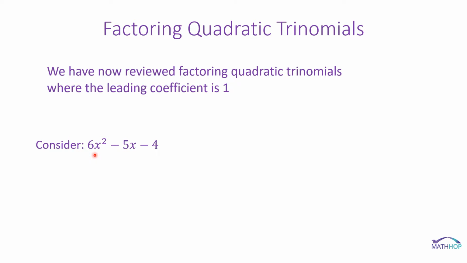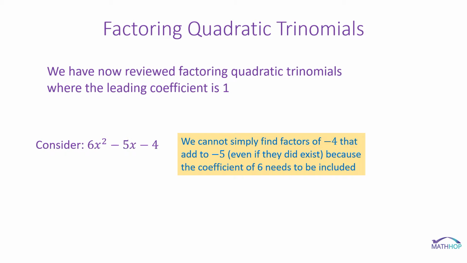Before, when we broke up x squared, it was really easy. It was just x and x. But now we have a 6x squared. So we can't simply say factors of negative 4 that add to negative 5, even if they did exist, because that coefficient of 6, this right here, would mess everything up.